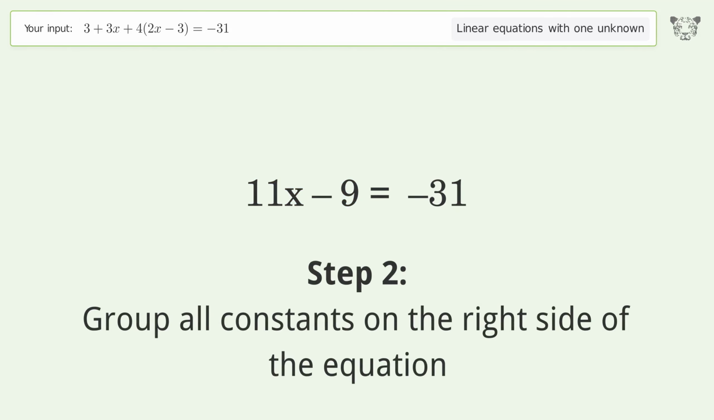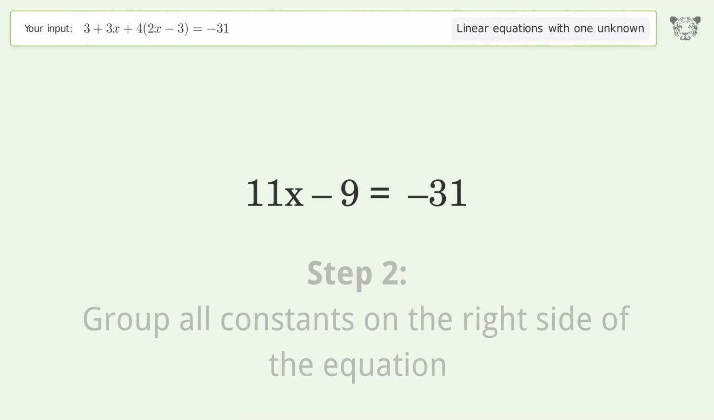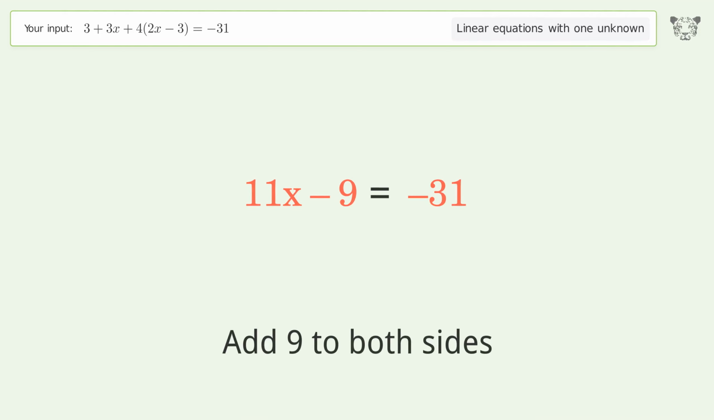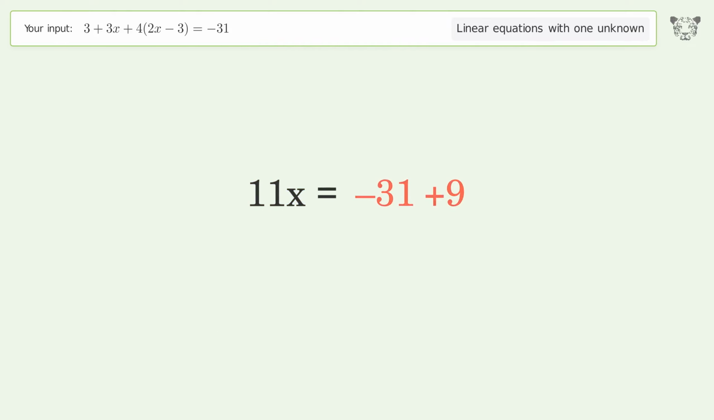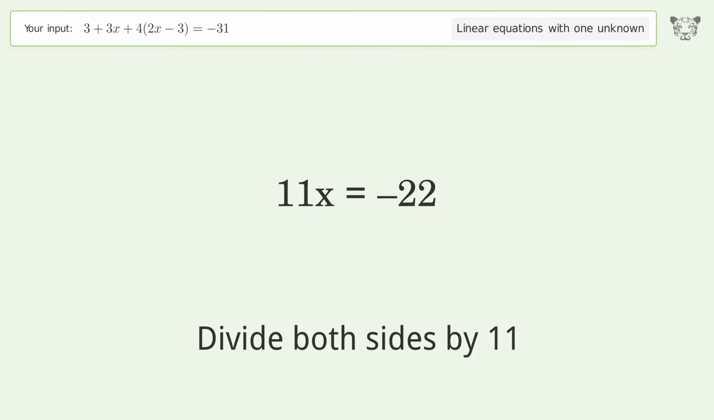Group all constants on the right side of the equation. Add 9 to both sides. Simplify the arithmetic. Isolate the k. Divide both sides by 11.